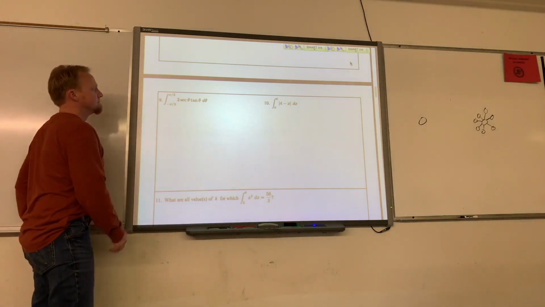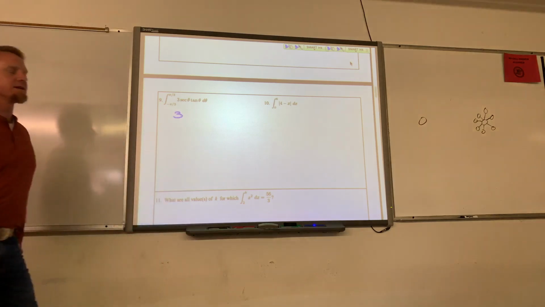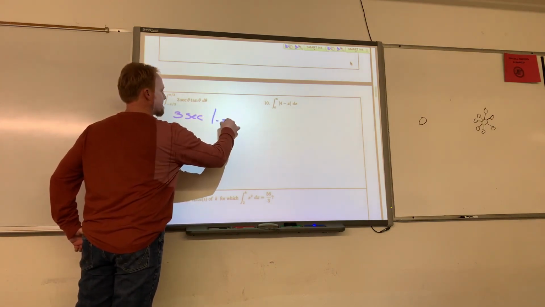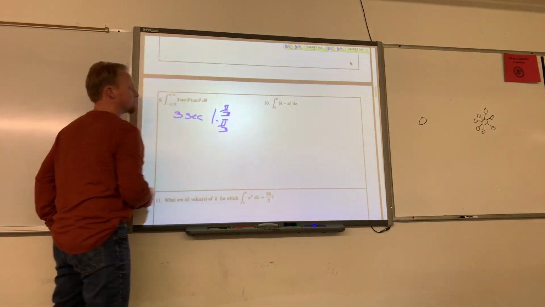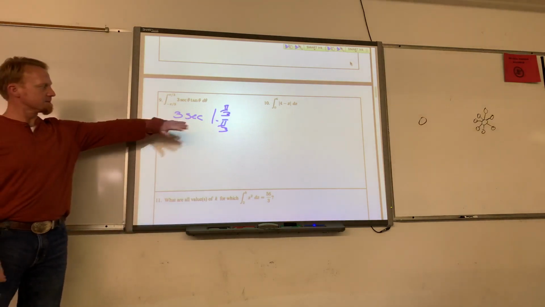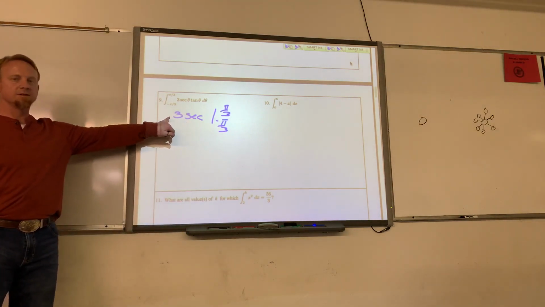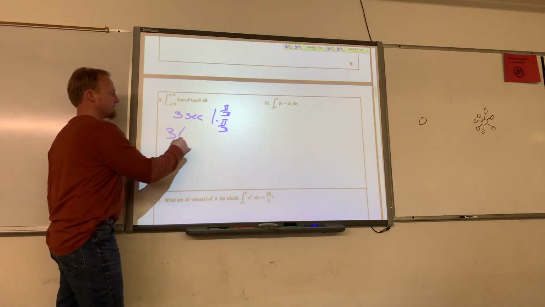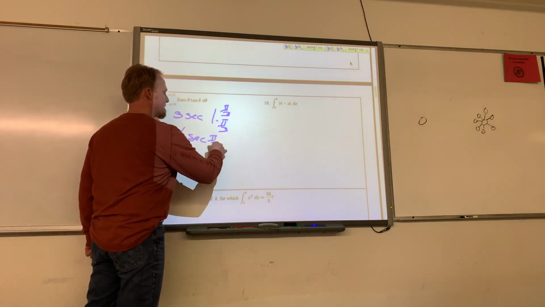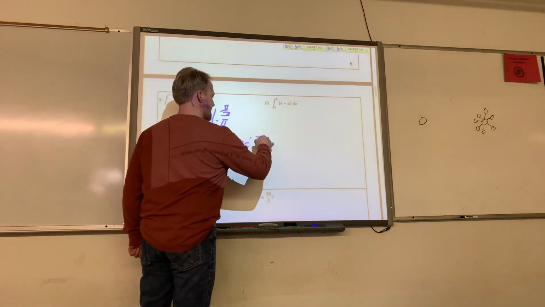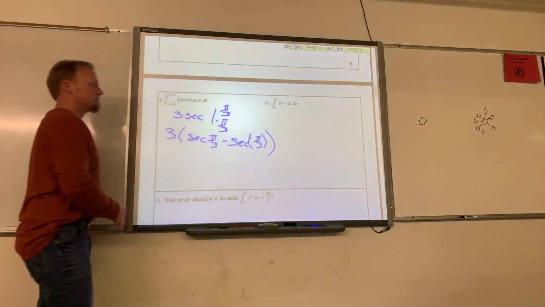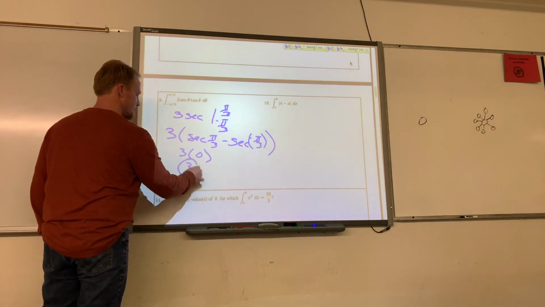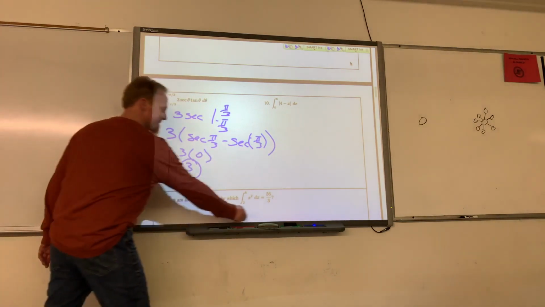All right, so 3 is going to stay. If I integrate secant tangent, I get secant. And we're going from negative pi over 3 to pi over 3. And remember, since this is one term, what do I want you to do with this number? Take it to the outside. So all I need is 3 times secant pi over 3 minus secant negative pi over 3. And that gives me 3 times 0, which is 0.